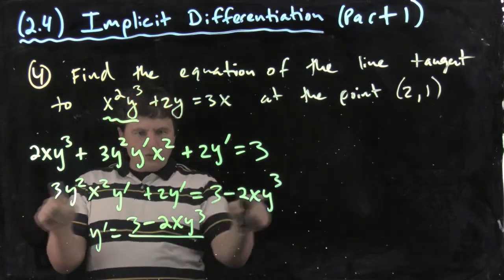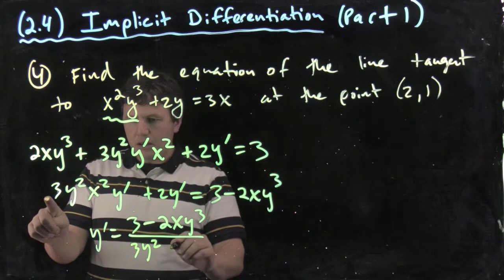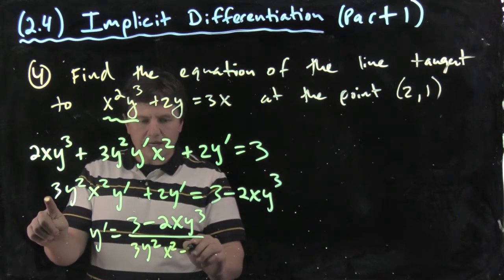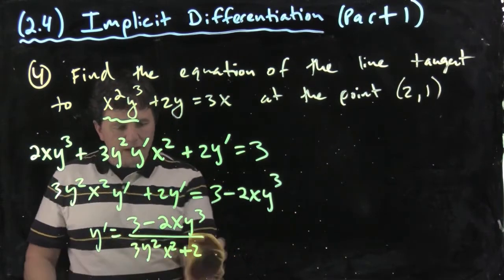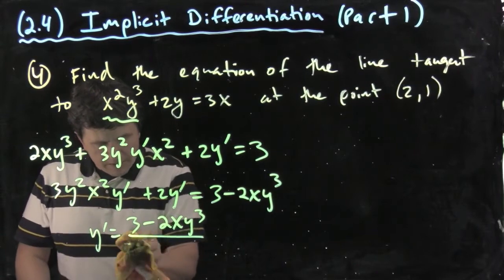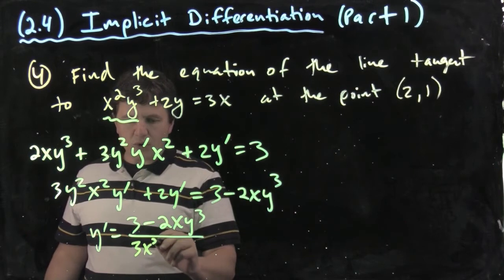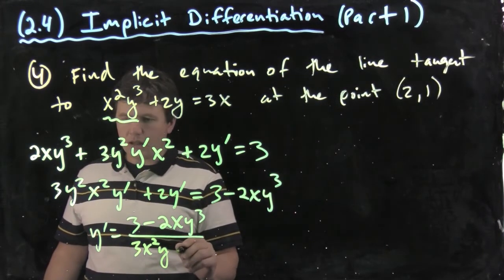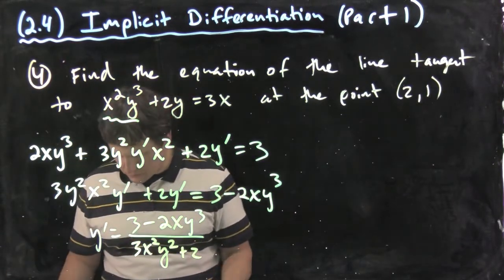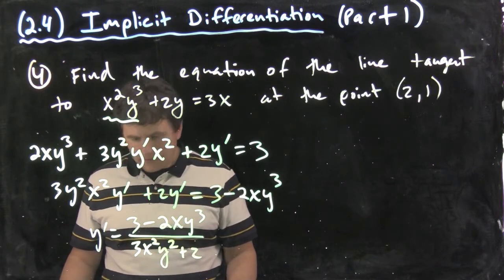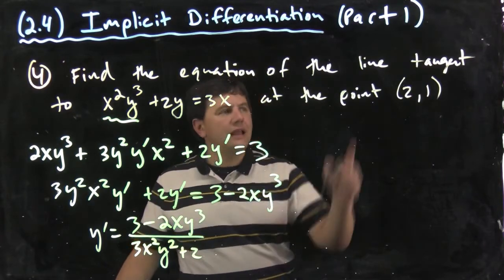Okay, so 3 minus 2y to the third, over 3x squared y squared plus 2. Normally we go alphabetical order here, so that's what I'm going to do here too. So this is going to be 3x squared y squared plus 2. And there's our derivative. Okay? Let me double check that. Okay, looks good. So now we have our derivative, and now all we need is a slope.